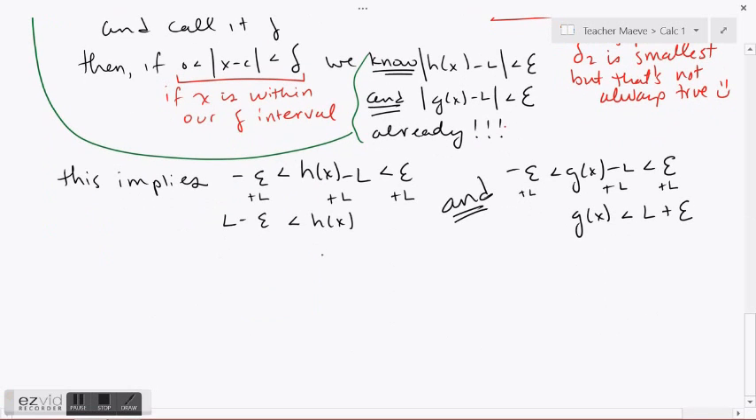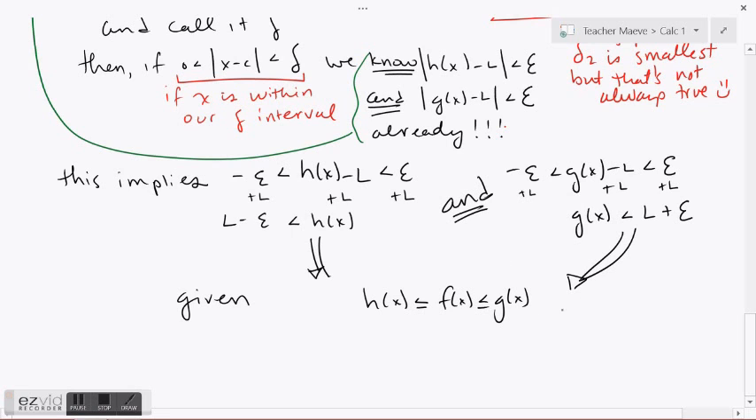Okay, so do you see how the one side has the L minus epsilon, the other side has the L plus epsilon? And what's in between h of x and g of x, everybody? Drum roll, please. We were given that h of x is less than or equal to f of x, which is less than or equal to g of x. The squeeze theorem, f is squeezed.